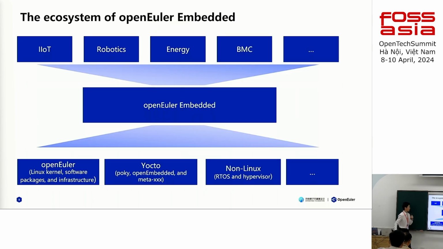Okay, so I want to make a small summary of our ecosystem. openEuler Embedded is an open and comprehensive software platform. It includes the embedded Linux part, which gains its kernel from the openEuler community, the same kernel as the other kinds of distribution. And we use Yocto as our build system, which is different from other distributions. We also have some non-Linux parts, like RTOS and hypervisor. For applications, we support industrial IoT, robotics applications, energy industries, and BMC, which stands for Baseboard Management Controller.